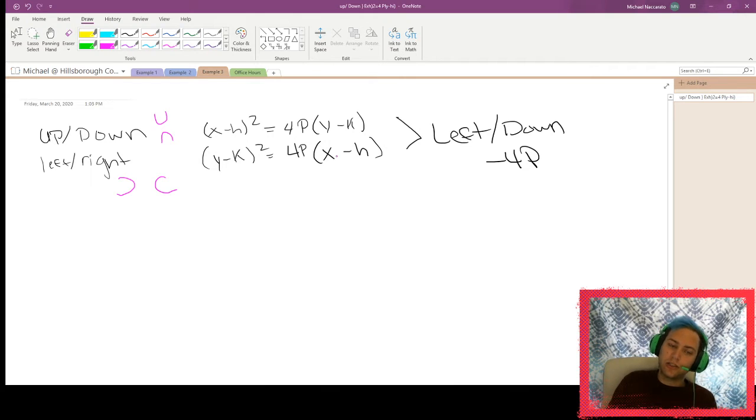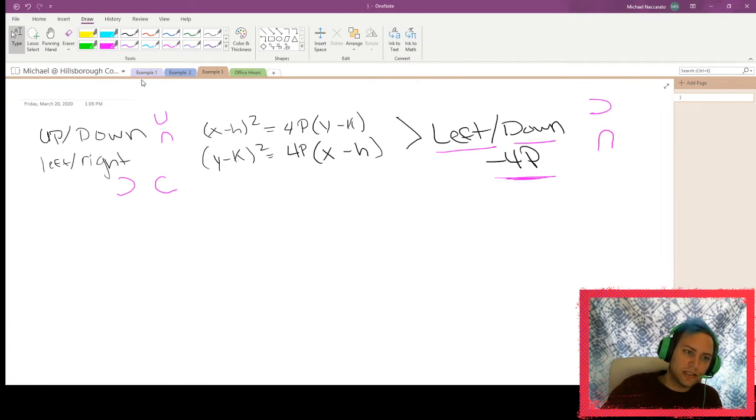So left or right, you're going to square the y. Up or down, you're going to square the x. And then you're always going to put the 4p on the one that's not squared. Also remember that if the parabola is going to the left or going down, left or down is in the negative direction. So instead of being a positive 4p, you're going to have a negative 4p at the end, right?